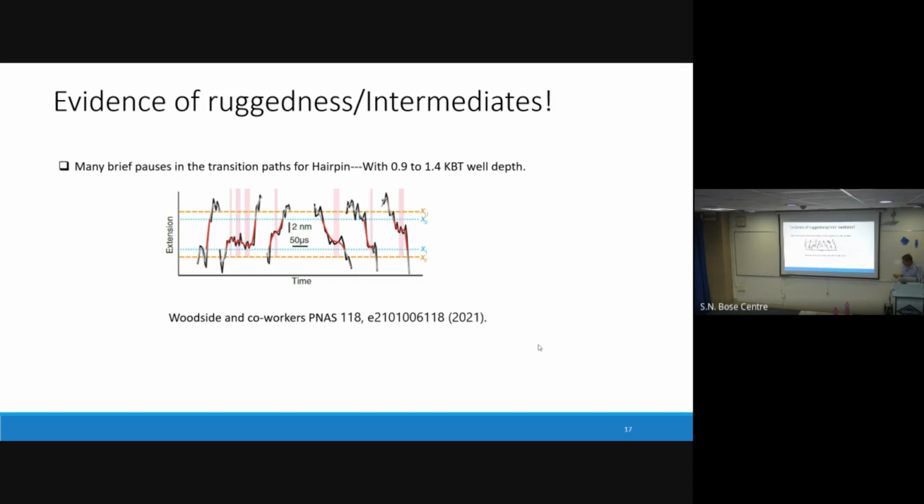That's why it is really important, and they estimated the well depth of these pauses. They explained that there could be multiple minima in between, although we started with a single minimum inside the barrier, a single well, which is a simplistic version of this model. They obtained that there could be multiple wells inside the barrier, with a well depth of about 0.9 to 1.4 kBT.